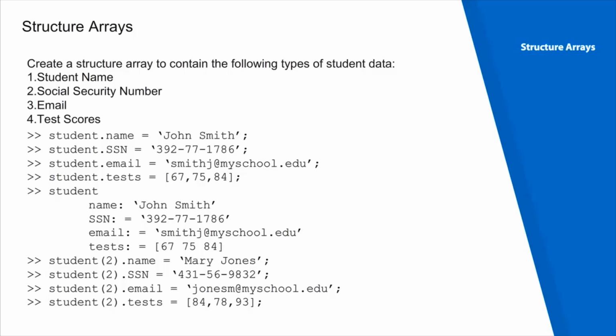When we just type the structure name like student here, it will show the field names and the content as shown. Now let's add another student to this structure. So again we take the structure name and then subscript it with a number like 2, making sure that it is the second entry, and we repeat the same procedure for the field names of name, social security number, email and test scores. Here we keep the field names exactly the same. Now we have created a structure as we saw in the previous slide.